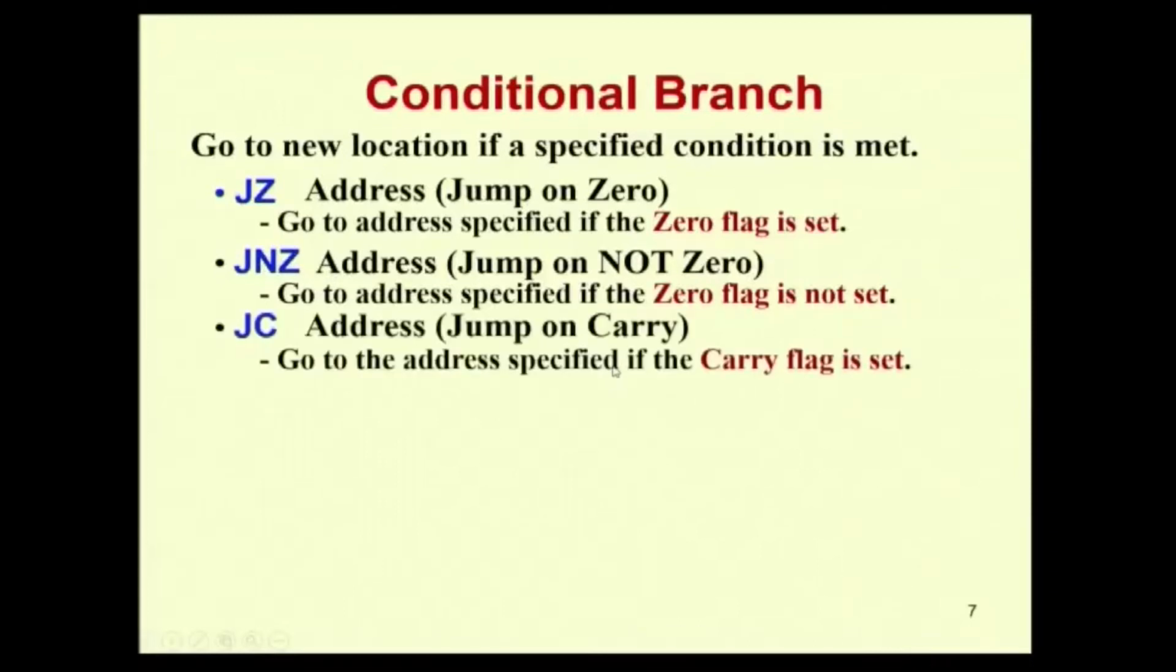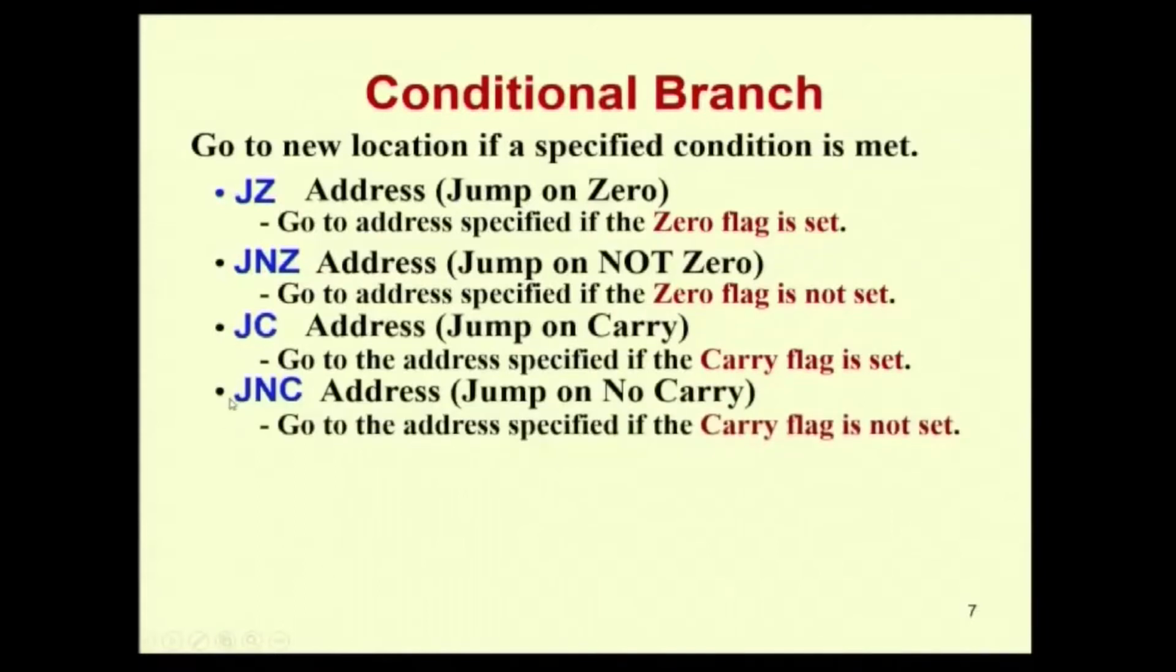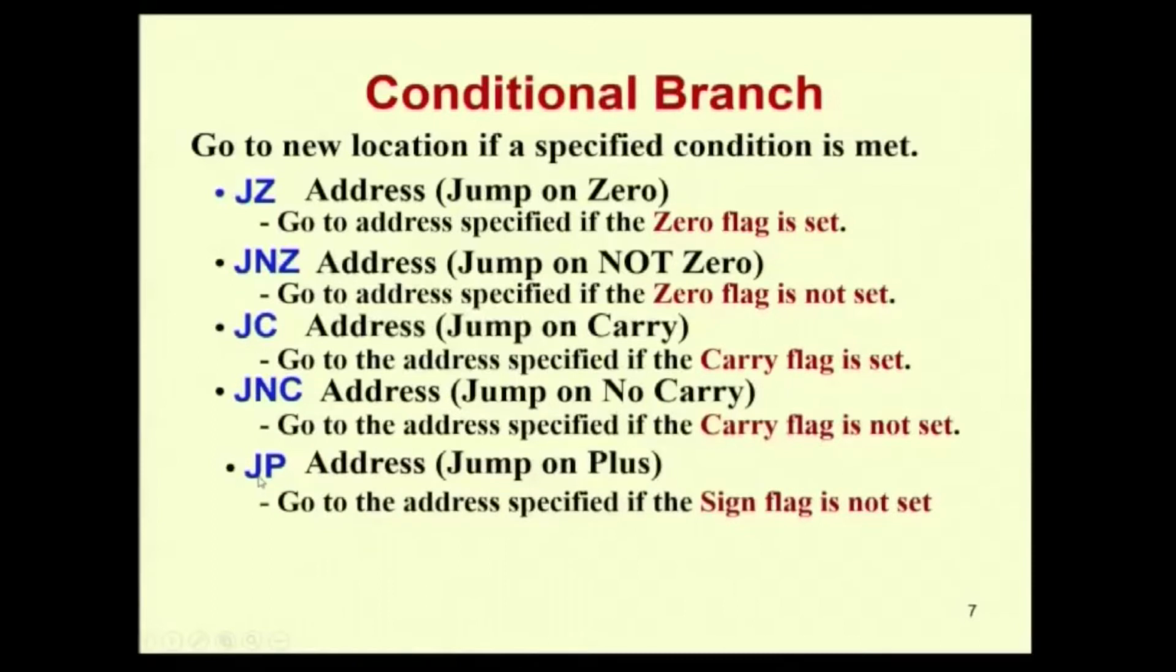Then carry: you want to jump depending upon the carry flag. The carry flag is represented as C. I hope it is very easy to remember, Z means zero, C means carry. It will jump to the address if the carry flag is set. Suppose the carry flag is not set, what is the mnemonic? N means not, so JNC: if there is no carry, the program will jump. Then again the sign flag.